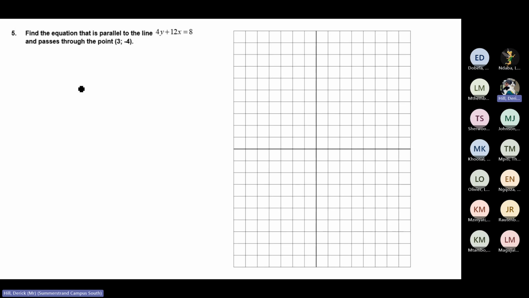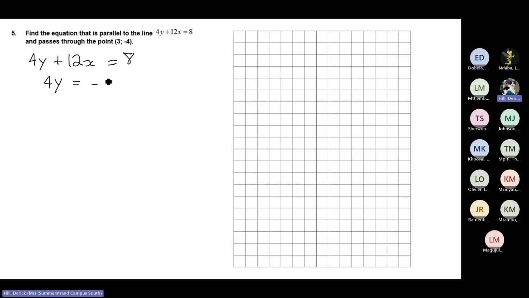So find the equation that is parallel to the line 4y plus 12x is equal to 8 and passes through the point 3, minus 4. So we know that there is a line that is parallel to the line we want to find, and that is the line 4y plus 12x equals 8. I don't like it in this form, so I'm going to convert it to standard form.